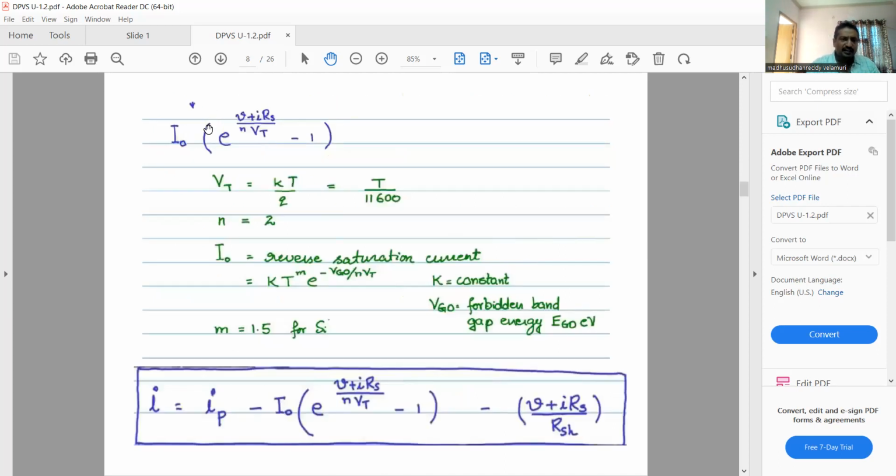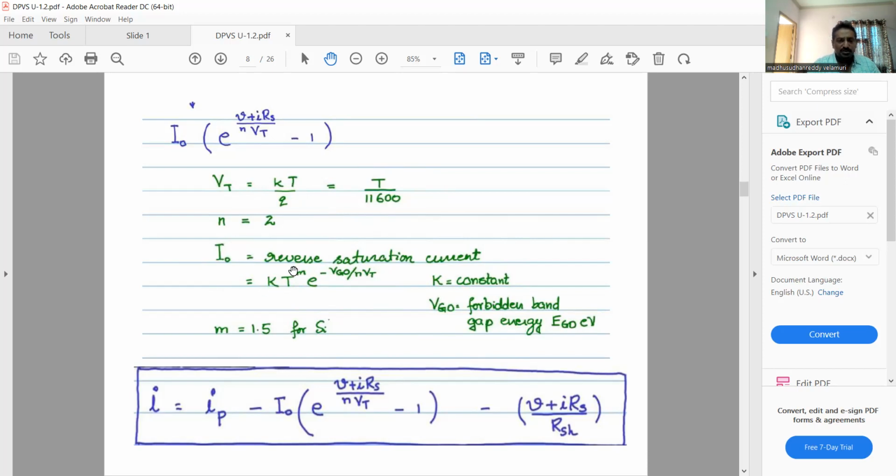Next, we'll come back here. I naught into the exponential of V plus IRS divided by N into VT minus 1, and I told you VT has another formula, KT divided by Q. What is K? Boltzmann constant. What is T? Temperature. What is Q? Charge of an electron, 1.6 into 10 power minus 19 coulombs. When you pick up N, you substitute K and T. Then VT is modified as T by 11,600, with Q equal to 1.602 into 10 power minus 19 coulombs. When you substitute, you'll get this solution.